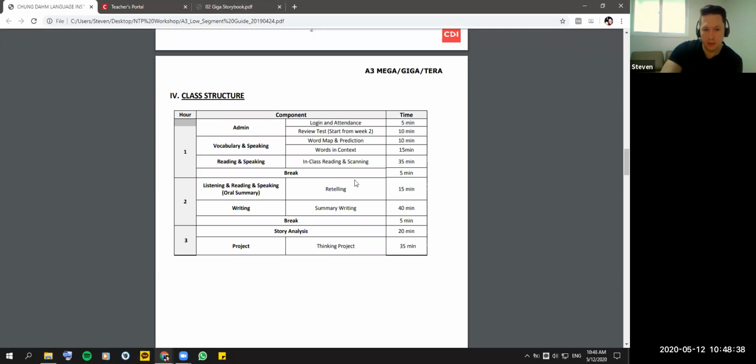Reading and speaking, that's the in-class reading and scanning, 35 minutes. I would recommend that you popcorn read that. That's usually what I do to make sure the kids are paying attention. And then you take your break. Then you come back, you do listening, reading, and speaking, oral summary, where they do the retelling, the summarization. 15 minutes. The summary writing, 40 minutes. This page definitely takes a while. Sometimes you can get it done quicker than that. You're going to figure out how your class is able to move through it.